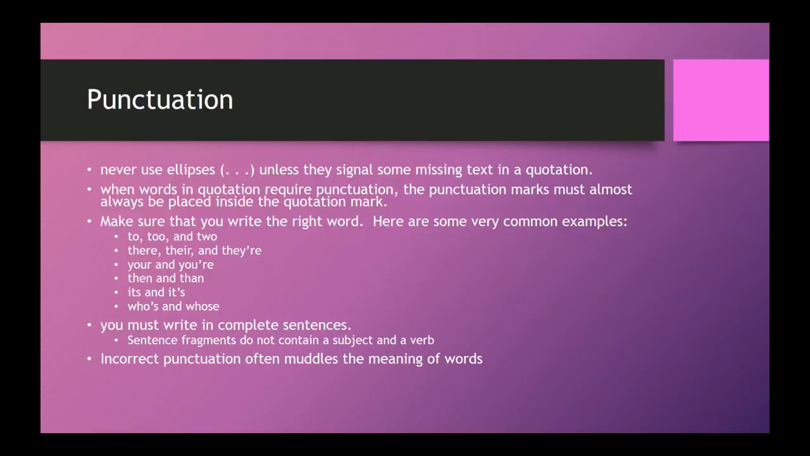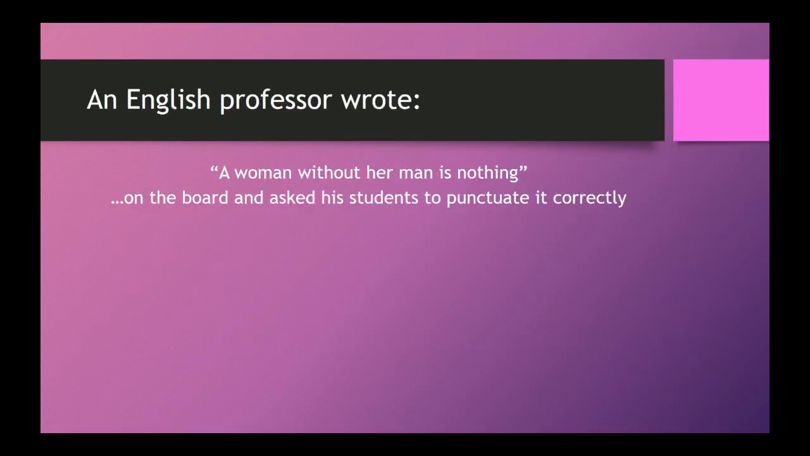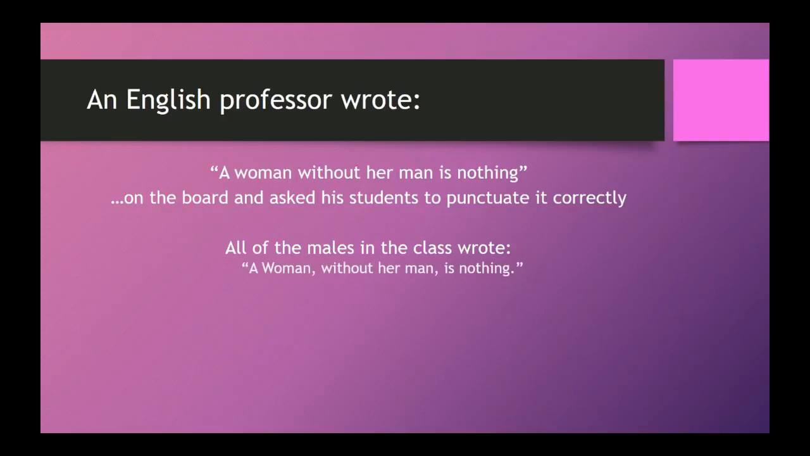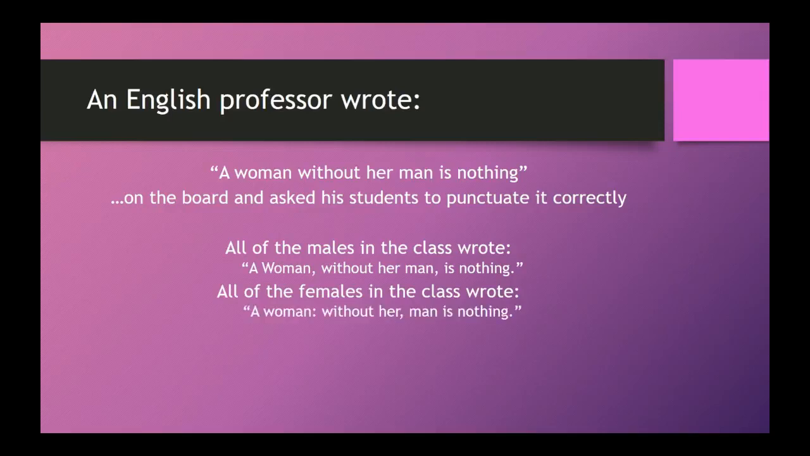A couple other notes before we leave this slide. You've got to write in complete sentences. You need to have a subject and a verb and some forms of modifiers. So a few years ago, an English professor wrote, quote, "A woman without her man is nothing." No punctuation. He put it up on the board and he asked his students to punctuate it correctly. Every male in the class wrote, "A woman, without her man, is nothing." And yet all the women in the class wrote, "A woman: without her, man is nothing." Exactly the same words, completely opposite meanings, and the only thing that's different is the punctuation.